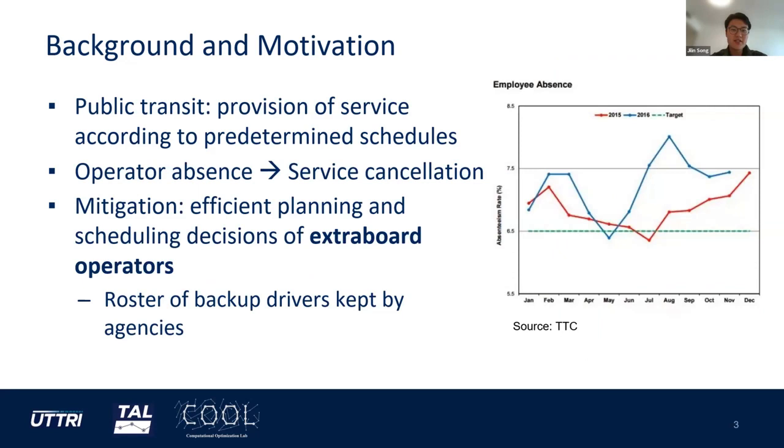So the nature of public transit is about providing exact service according to schedules that are known to transit users. So when an operator becomes absent, there's a risk that the service will be canceled. And this is very detrimental to both user satisfaction and their loyalty. So how do agencies protect themselves against unexpected absences? The answer is they usually keep a roster of extraboard operators or backup drivers.